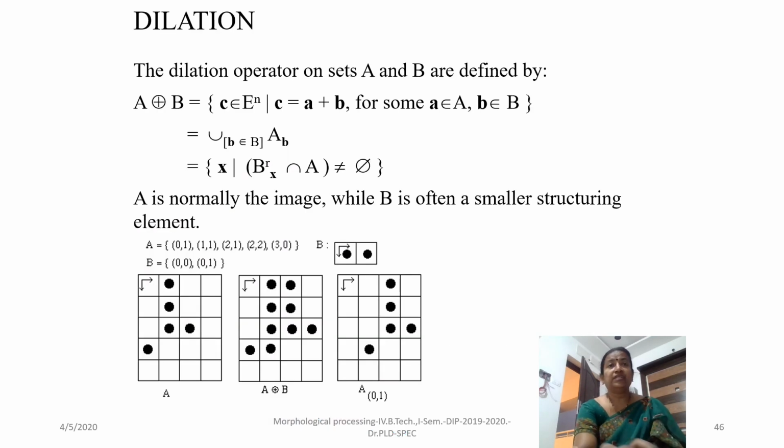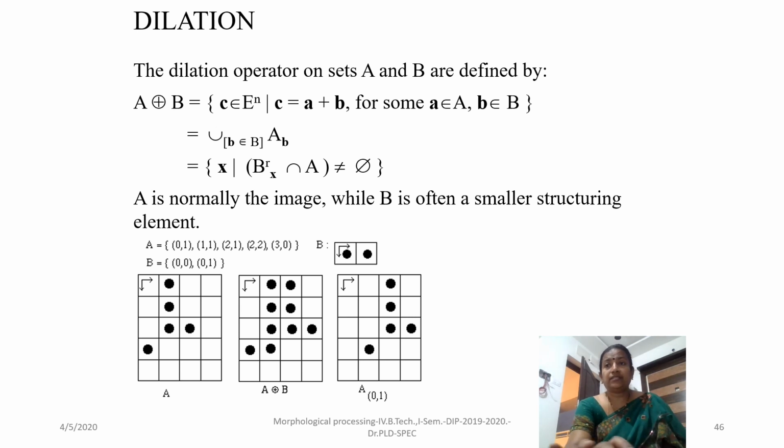Here is an example of dilation on sets A and B, defined by this mathematical formula according to set theory. In this example, A is the input image and B is the structuring element. Whenever we move the structuring element B over the input image, these portions of the object get extended. This is the extended portion, which is A dilated by B.